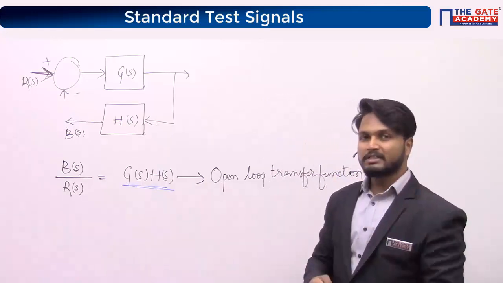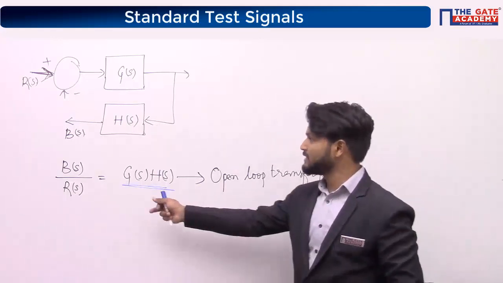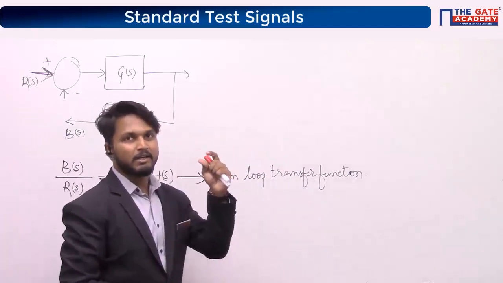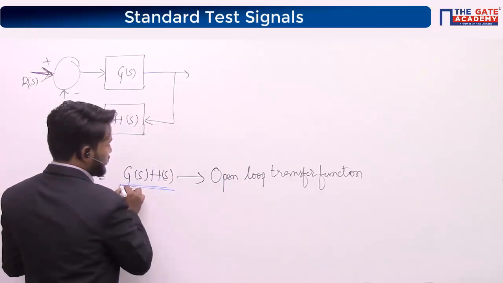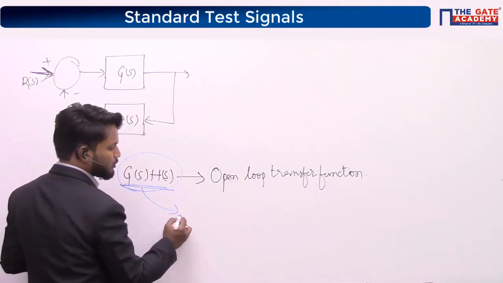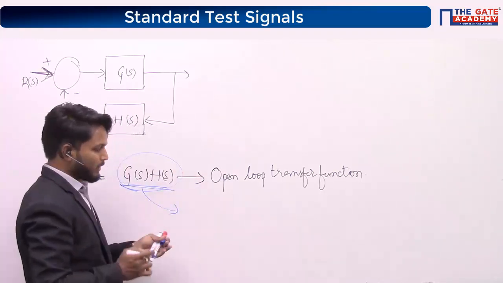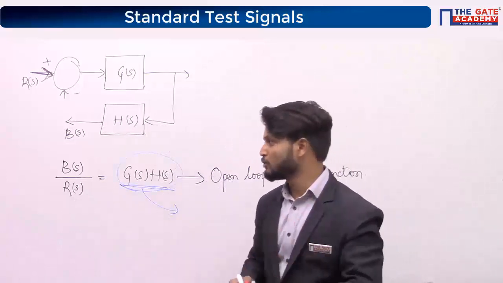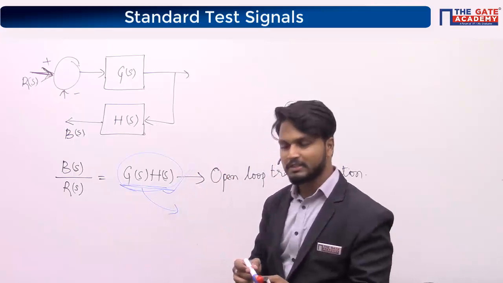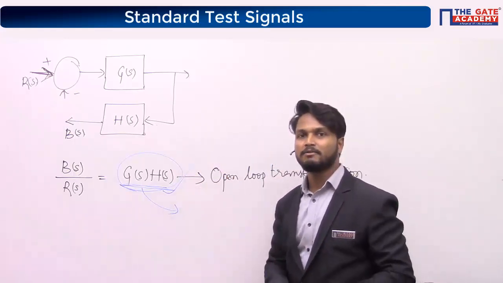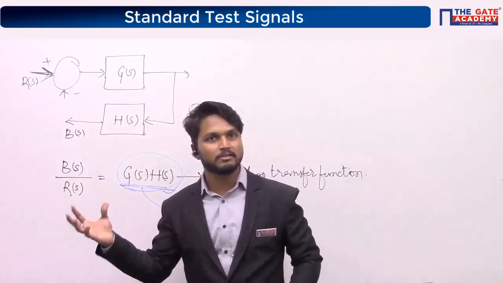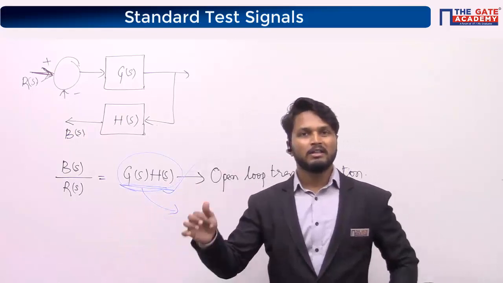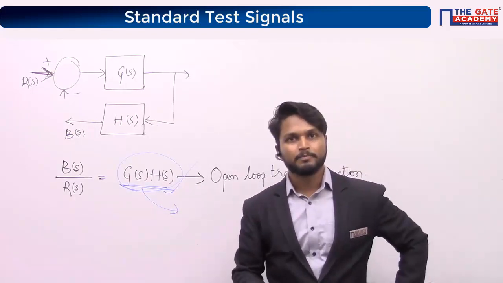One more thing: you will understand why we have taken G of s H of s as open loop later on, while we study Nyquist plots. If we already do the analysis of G of s H of s, we need not separately analyze the closed loop system. We can state the stability of the closed loop system from the analysis of G of s H of s itself. That is the reason why we generally consider G of s H of s as the open loop transfer function, so we don't require a separate analysis of the closed loop system.